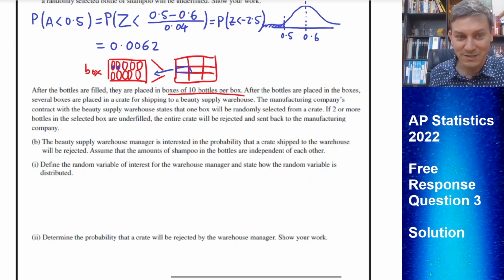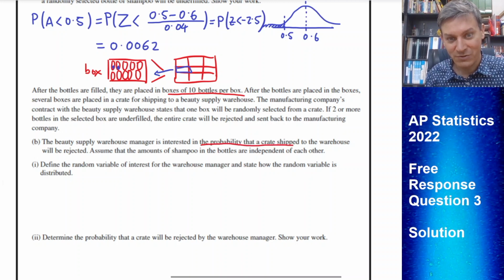Okay, so now we can go and answer the question. Define the random variable of interest for the warehouse manager. So what's the warehouse manager interested in? That's written here. It's the probability that a crate shipped to the warehouse will be rejected. Okay, so that should be our random variable. So let's call it X.